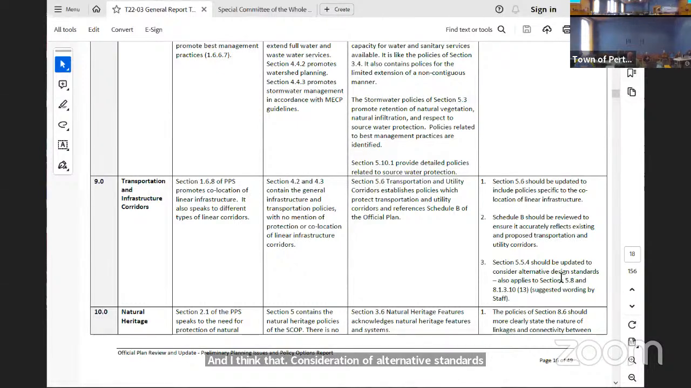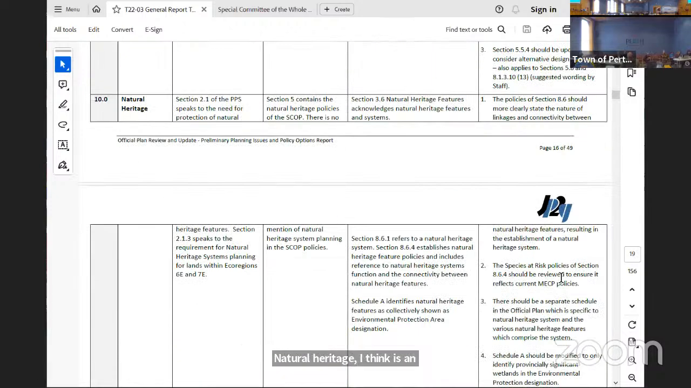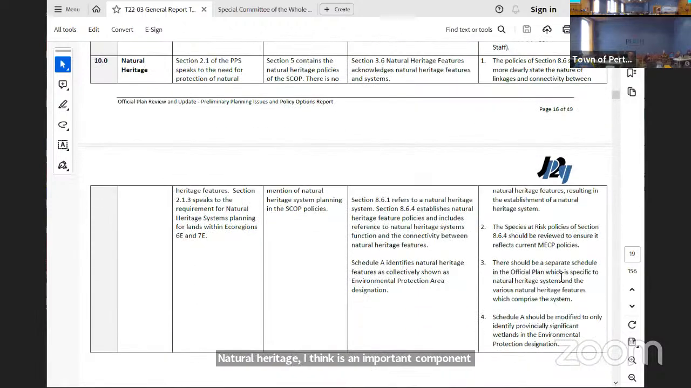Natural heritage, I think, is an important component going forward. There is a requirement for you to have a natural heritage system plan with this official plan. That is a new requirement under the province. You've got all the pieces, but it needs to be brought together into one schedule. And I think that is important.